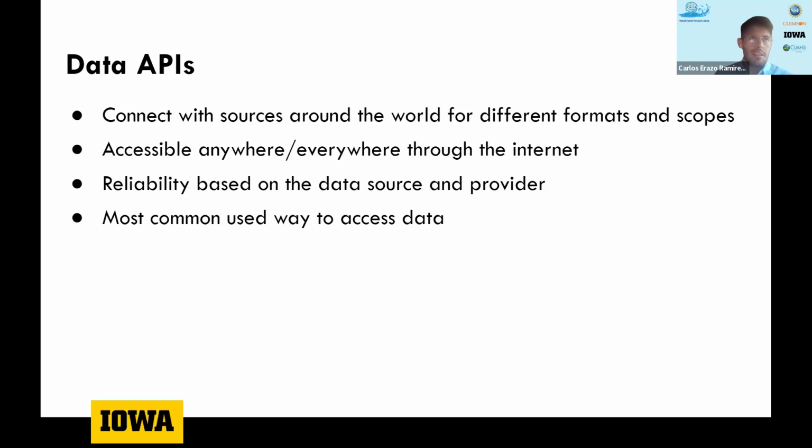Somewhere means it doesn't have to be in your particular location. There are servers outside. And the idea is you connect with sources from across the world for different formats and scopes, and it's accessible anywhere, everywhere, wherever there is internet. And the good thing about this is now we have some powerful computers in our pockets, and we're able to see this amazing and interesting information right there in our phone. And this is done through APIs.